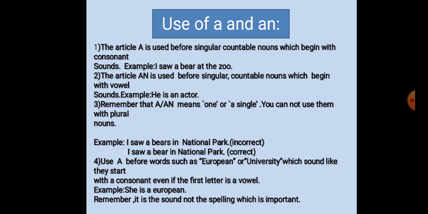3. Remember that a or an means one or a single. You cannot use them with plural nouns. Example, I saw a bears in National Park. This is incorrect. I saw bears in National Park. This is correct.